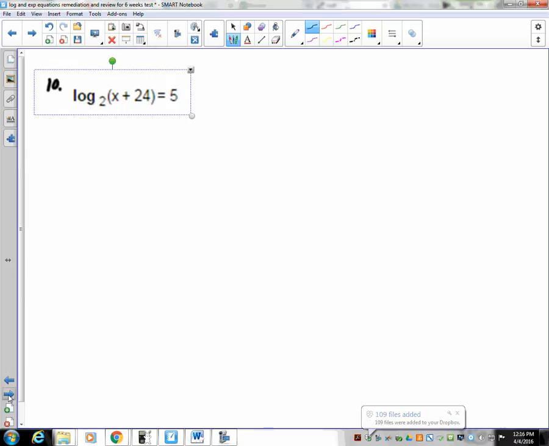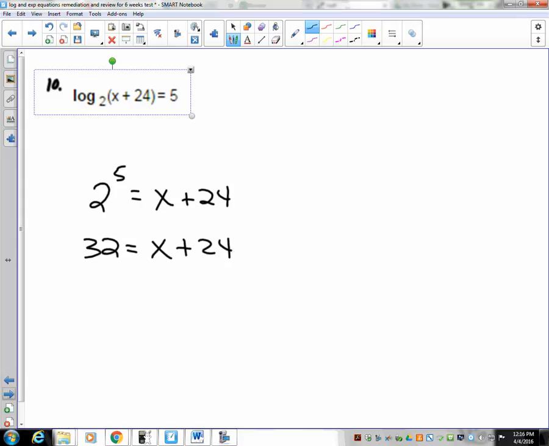All right, number 10. Now, from 10 on, no more natural logs. They're either common logs or logs base 2 or base 5. With a single log, you isolate it and then you go to exponential form. Now, it's already isolated, so all you've got to do is go to exponential form. I don't really think many people miss this one. So 2 to the 5th equals x plus 24. And 2 to the 5th is 32. Subtract 24.